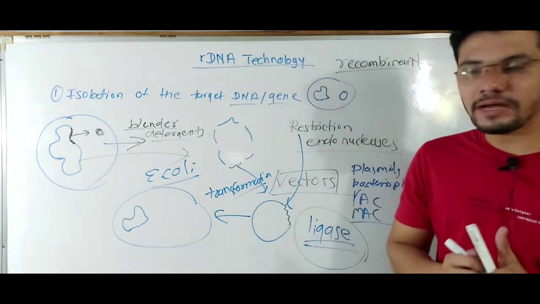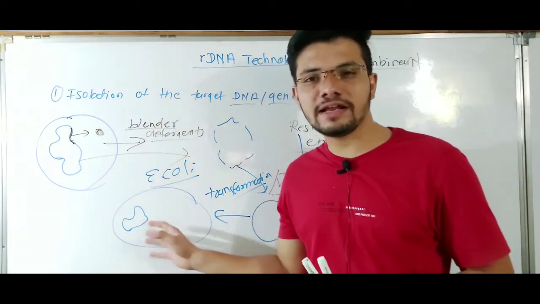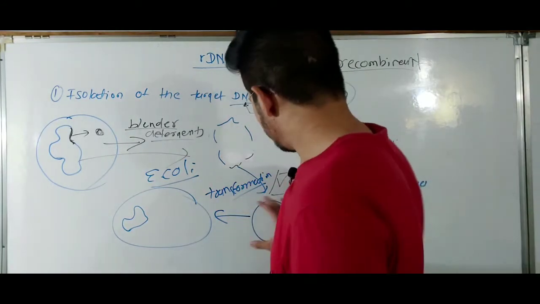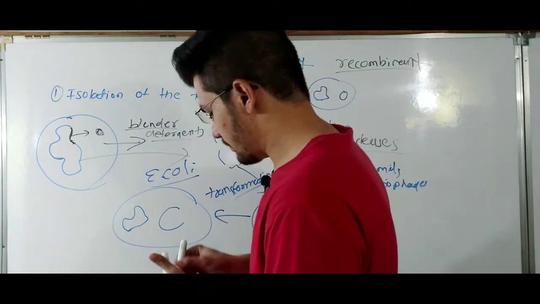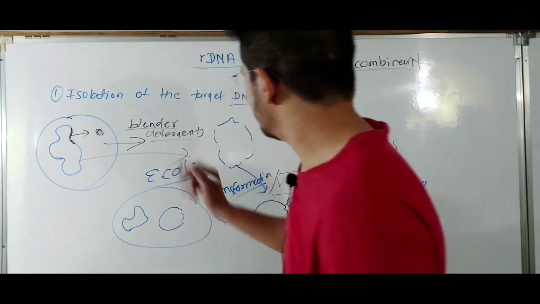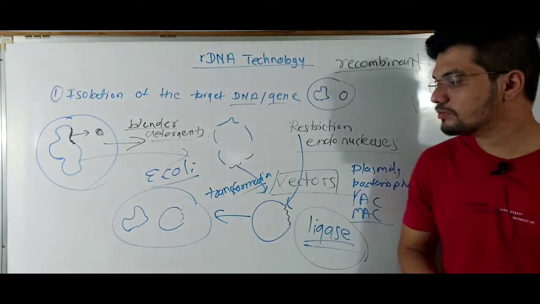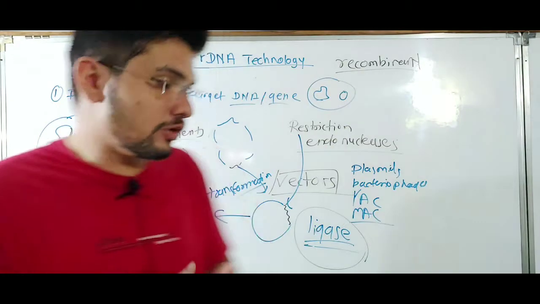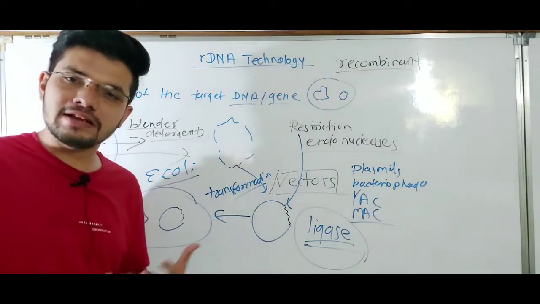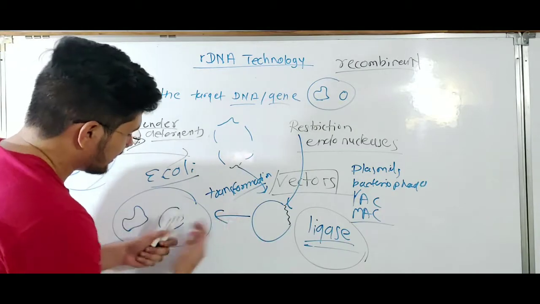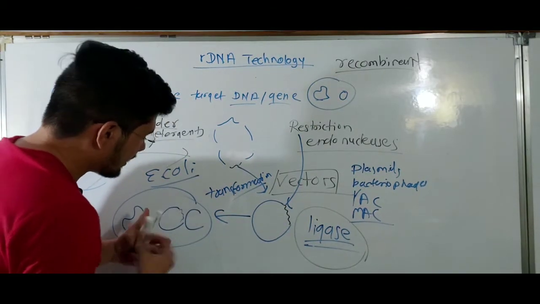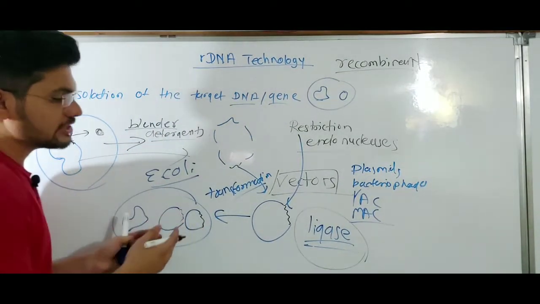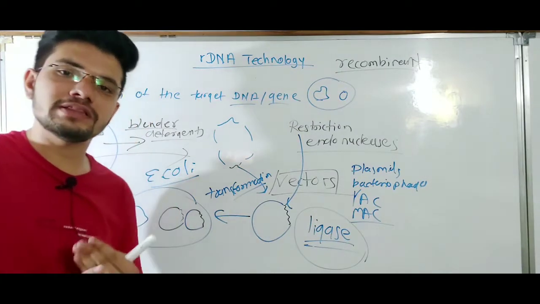Okay, uptaking this foreign DNA into the cell is known as transformation. So in transformation, this DNA will be transported, injected inside the bacteria, and it contains our gene of interest, which is the insulin producing gene. We know that this plasmid has the ability to replicate itself independently. So this plasmid will be replicated inside the bacteria, and from one plasmid we will have two plasmids, and our gene of interest will also be replicated with the plasmid.